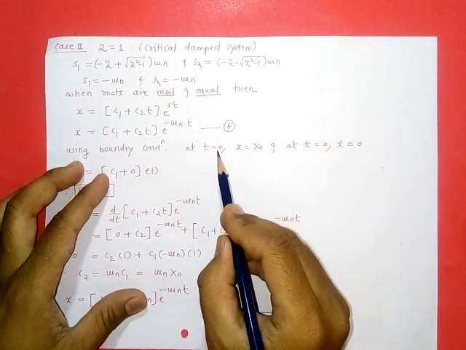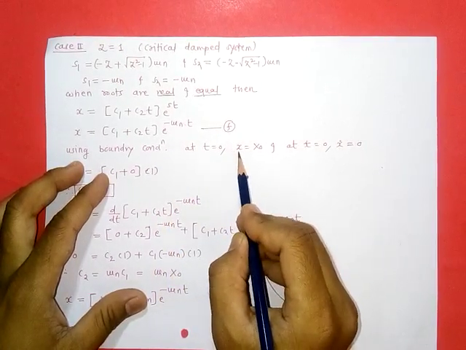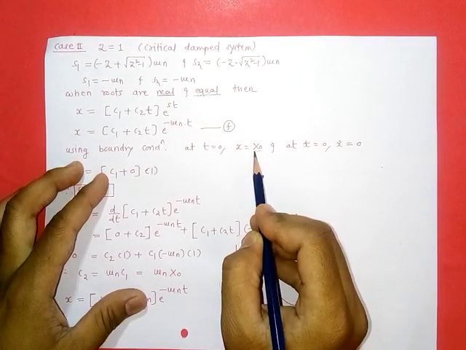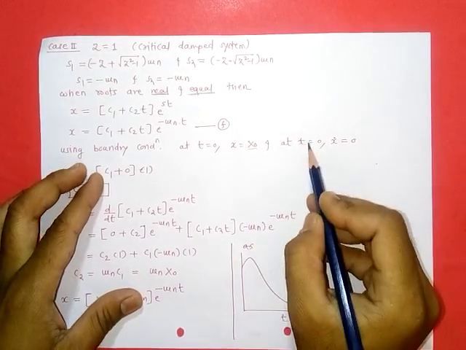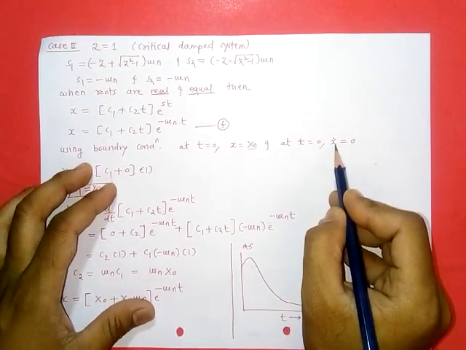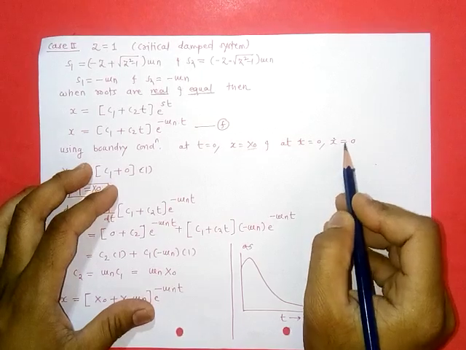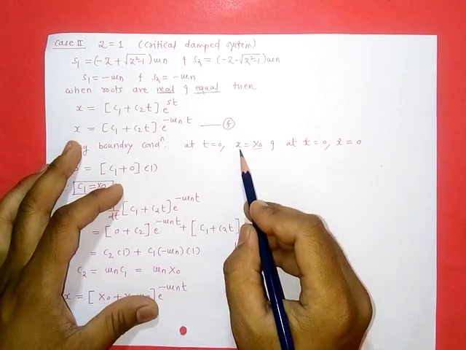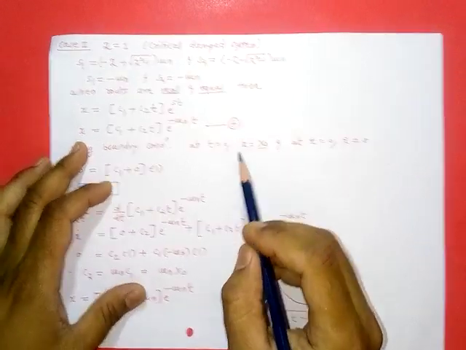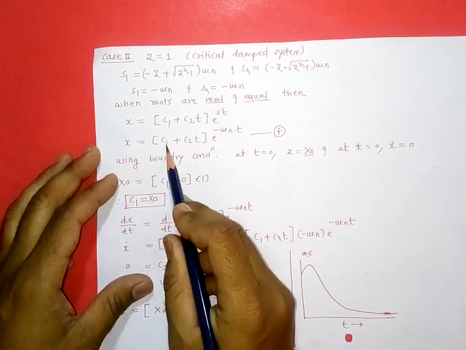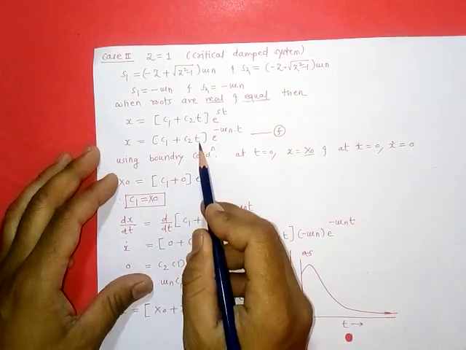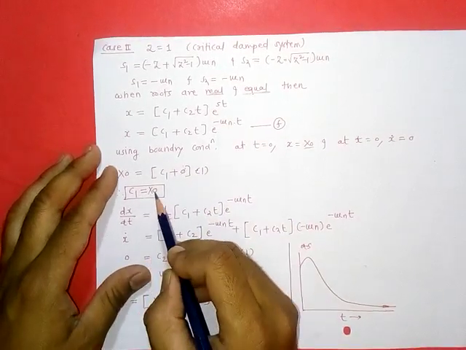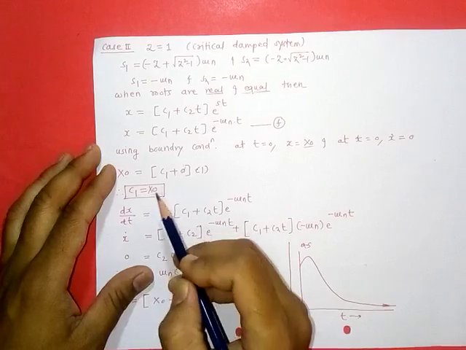That means at time t equal to 0, the displacement of the system is equal to x naught, the initial amplitude of the damped system, and at t equal to 0, the velocity of the system is 0. So directly putting the boundary condition for displacement in equation f, we get x naught is equal to c1 plus c2 into 0, so it becomes 0, and e raised to 0 is 1, so the value of c1 comes out as x naught.